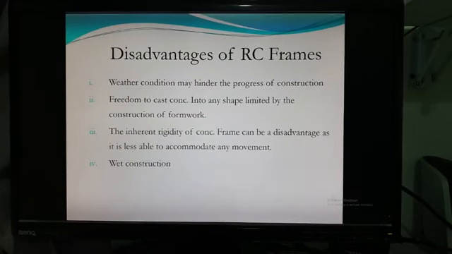And of course, a wet construction meaning that we have the ingredients of the reinforced concrete. We have cement, sand, aggregate, and everything has to be mixed up with water to produce the right kind of grade of concrete. All of this work needs to be done usually on site.